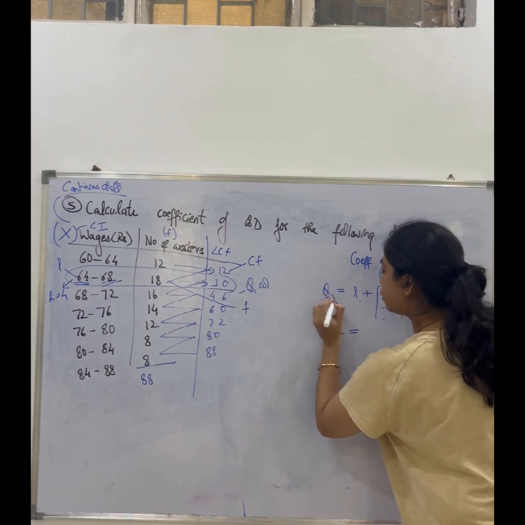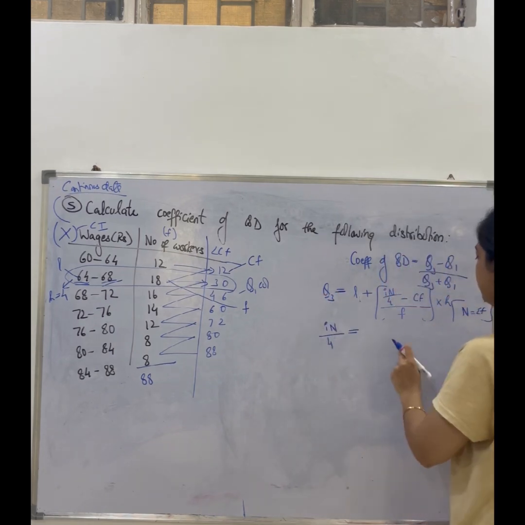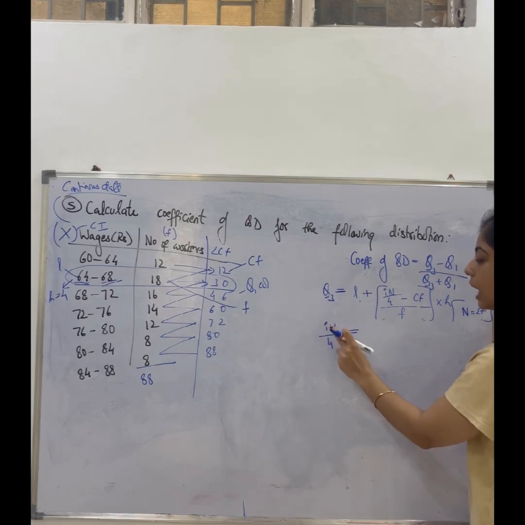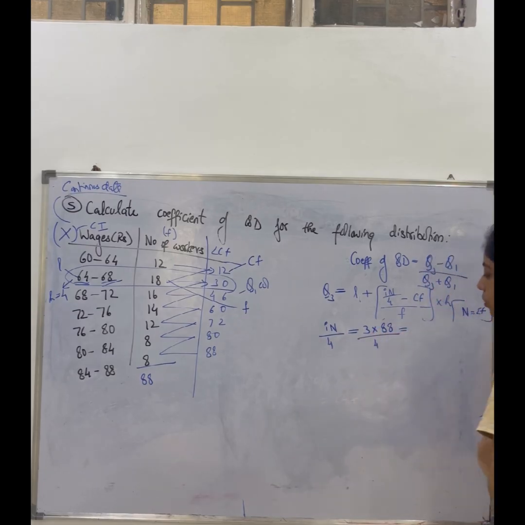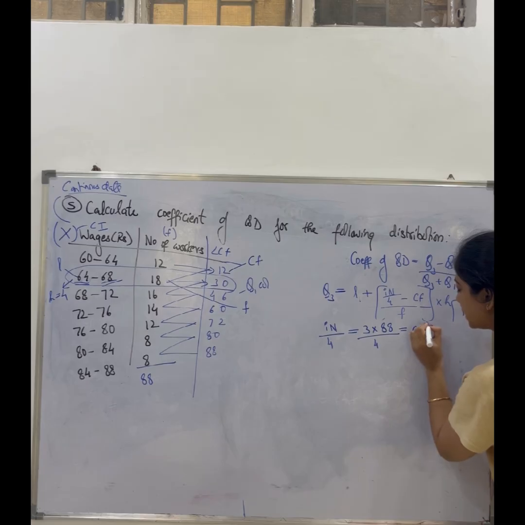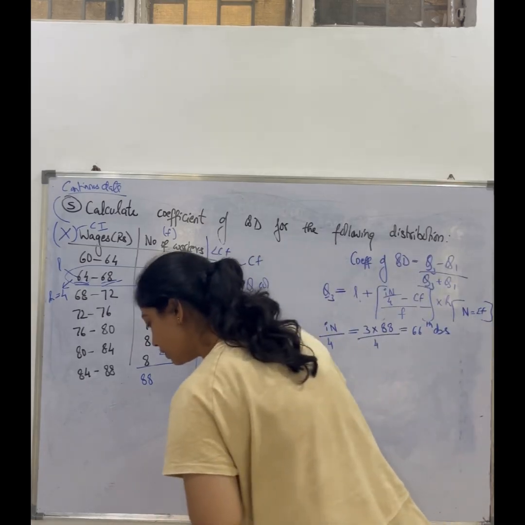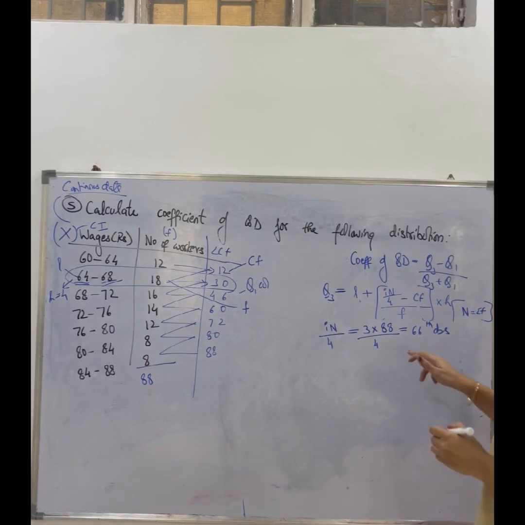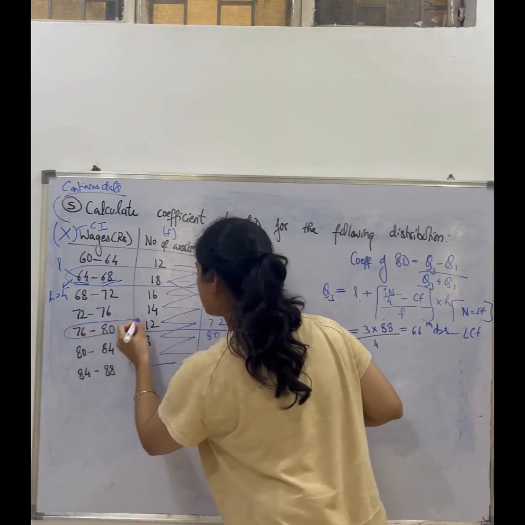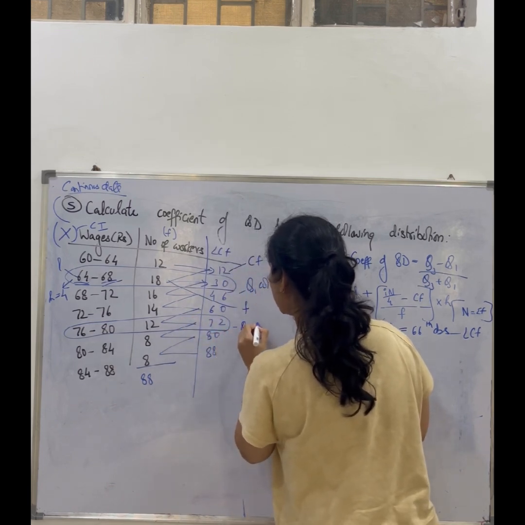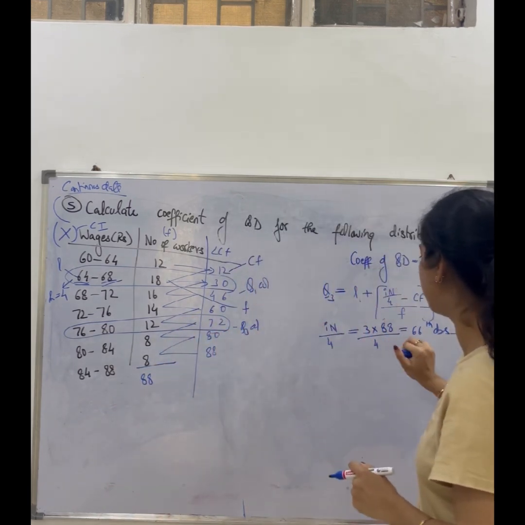So while calculating your Q3, again the formula remains the same. You just need to change your i value. So since we are calculating for the third quartile, i will become 3, into your N, which is already 88, upon 4. So 22 into 3 is 66th observation. Okay. Now we need to search again the 66 where? In your LCF column. Okay. So let's search the 66. It lies between 60 and 72, but we need to take the highest. So this row will become your Q3 row, and the other values will be substituted from here.